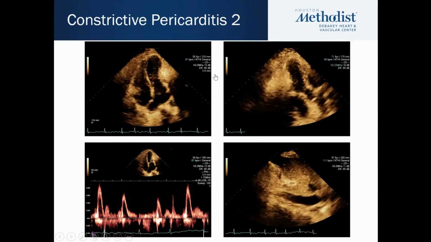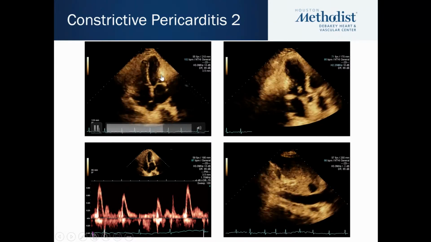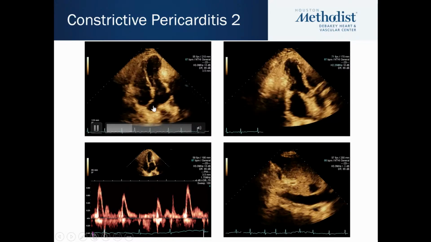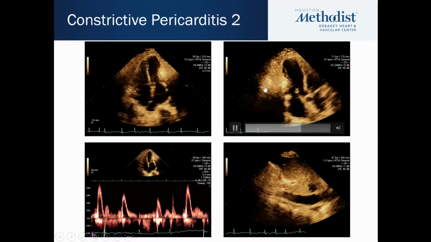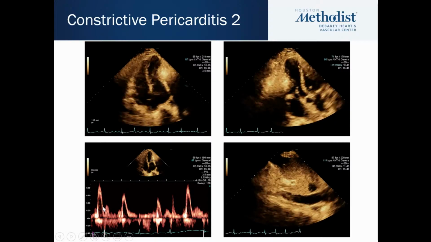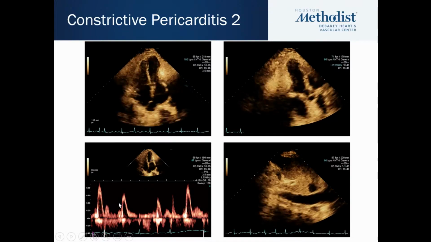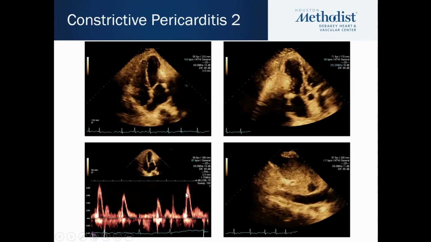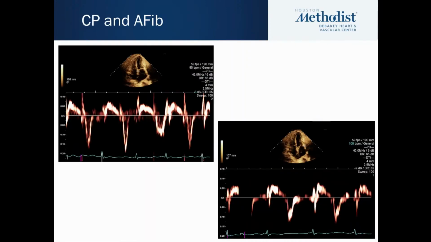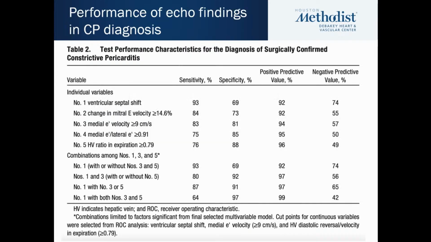Here's another example. So notice this echogenic area in the lateral wall, a tubular-shaped heart, atrial enlargement, the paradoxical septal motion. The difference is that this patient is in AFib, so we may not be able to rely as well on the changes across the mitral inflow. You see the IVC dilation, and then here you can still make the diagnosis by using the E prime velocities, where notice the medial E prime here is almost 16 compared to the lateral E prime.